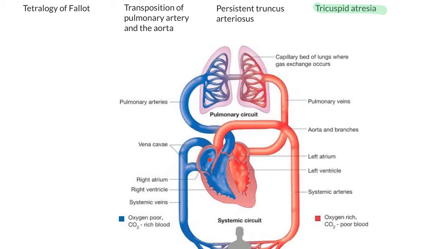This is when the tricuspid valve is missing or abnormal, which results in blood flow from the right atrium to the right ventricle being obstructed or hampered.